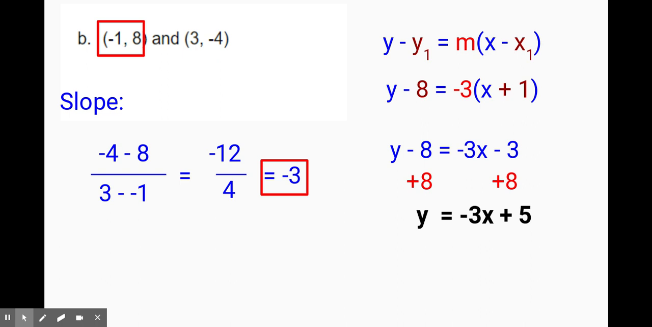Please pause the video. There are 2 more to try. I'd like you to try those 2 first, then continue the video and check your work. Hopefully you tried these problems already. I'm going to go through these a little bit quicker so that you could just check your work. Pause where you need to.